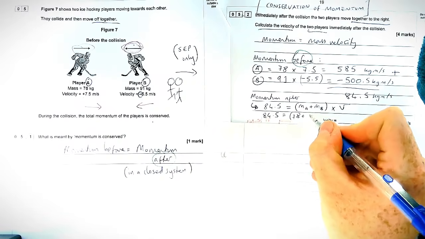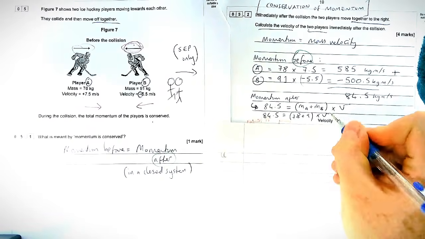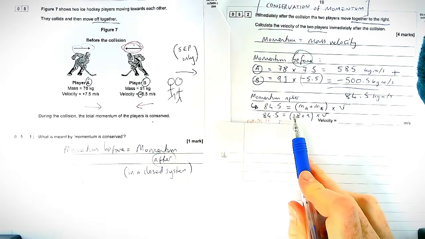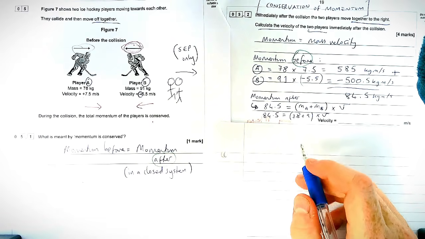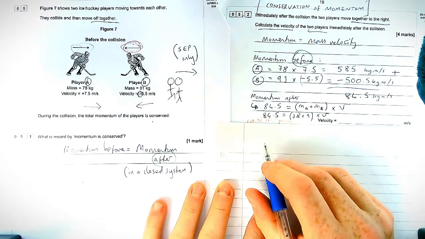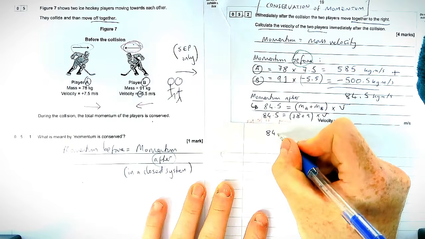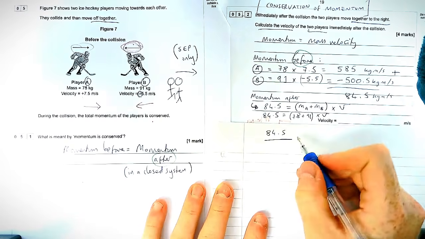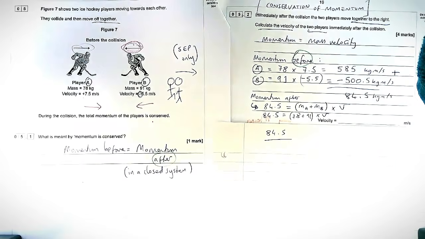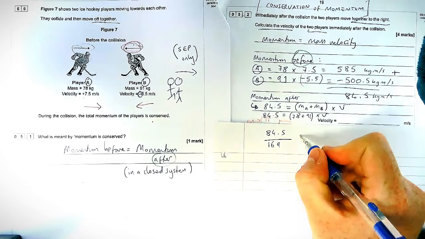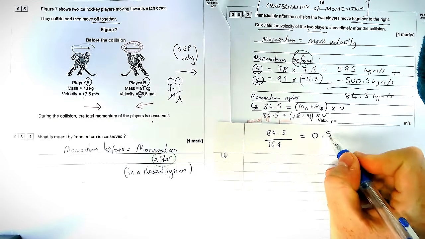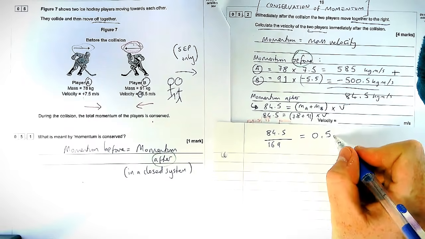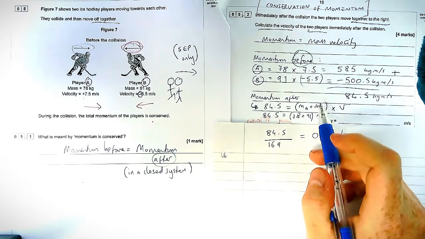So we've got 84.5 divided by these two added together, so that should be 169. So divide by that, and that gives us a velocity of 0.5 meters per second. Now it's a positive answer, so that would indicate, you don't need it for this question, that the two of them together are still going to the right, because that's our positive direction from earlier. But there's our 4 marks for that question.